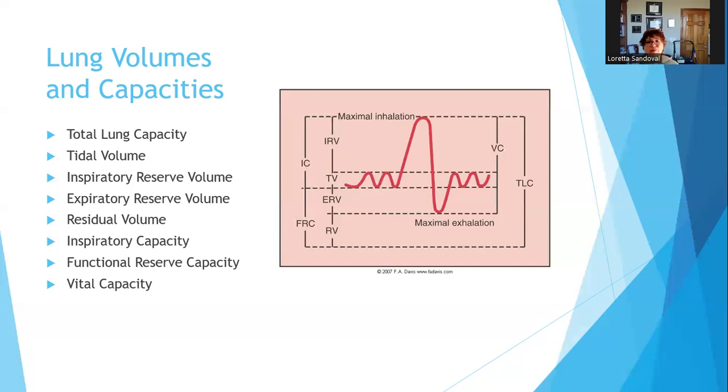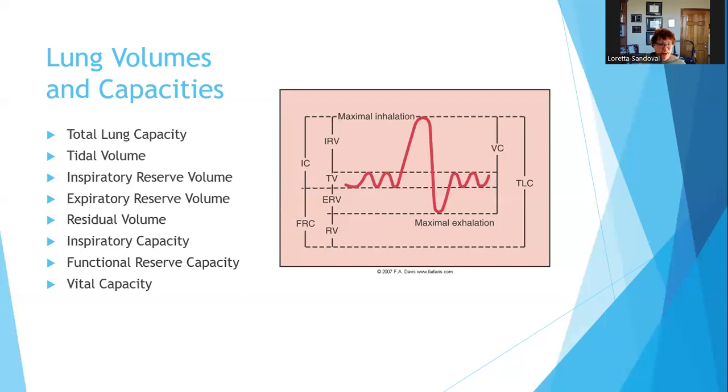And most of the average lung volumes are done in healthy young white males. So if you're not a healthy young white male, you're going to have different average volumes. Just FYI, a lot of research is done on those guys.